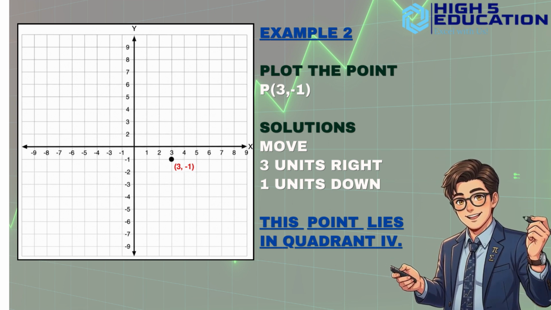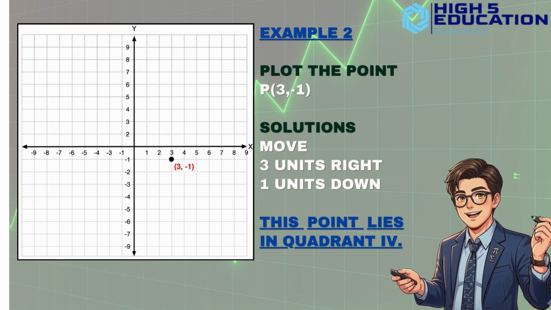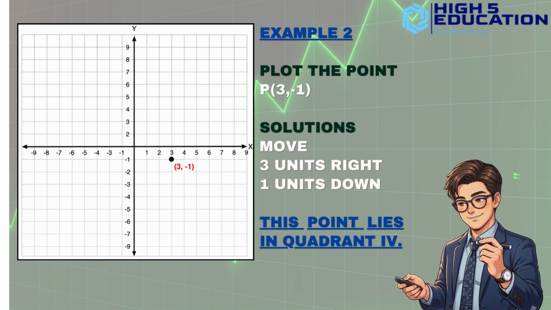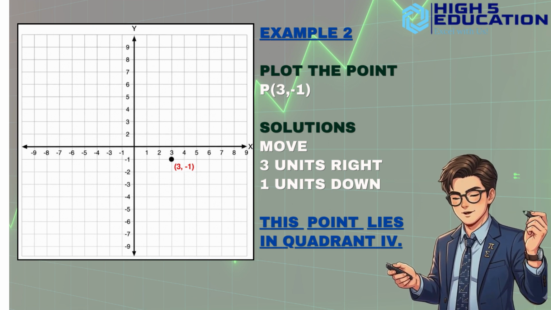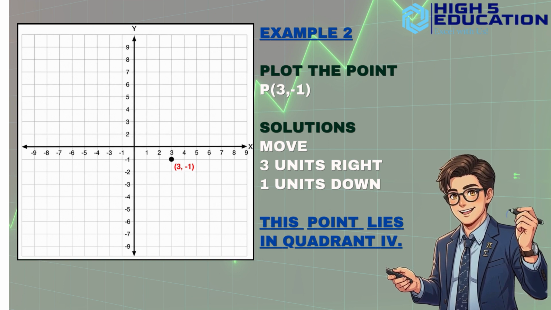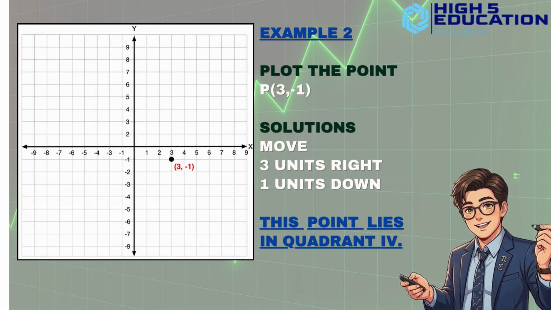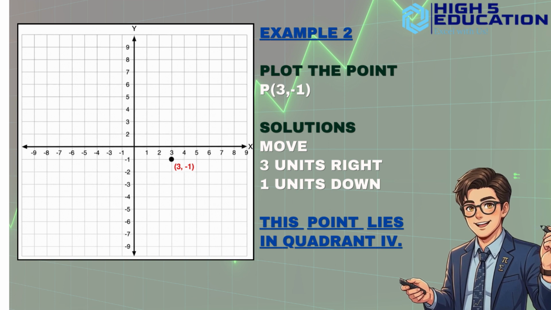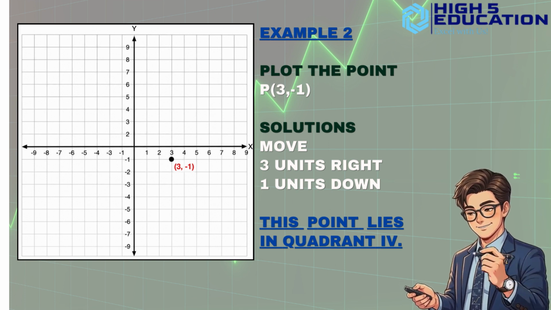Finally, let's identify the quadrant. Since the x-coordinate is positive and the y-coordinate is negative, the point is located in quadrant 4. Final answer. The coordinates are 3, -1, and the point lies in quadrant 4.